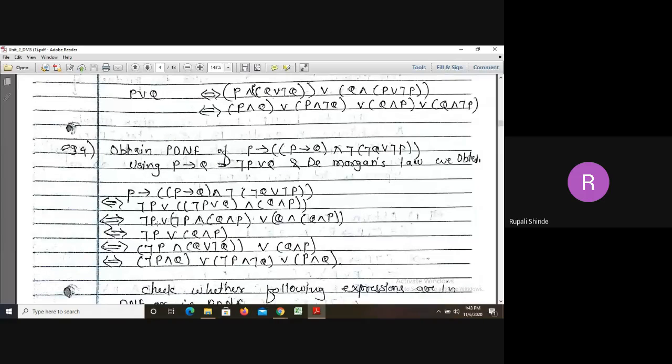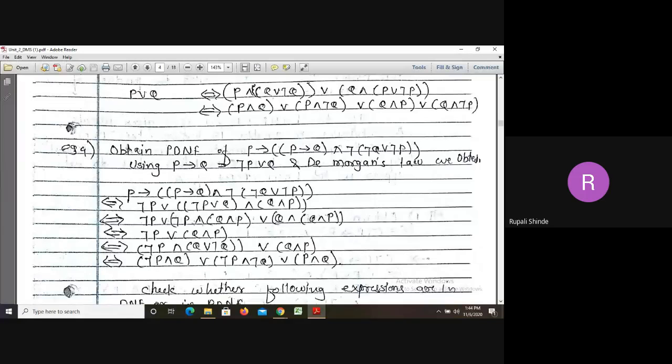So negation P or we have kept as it is, and for this bracket we have applied the distributive law as negation P and Q and P. This is one term, or that is written here Q and Q and P. Just we have applied the distributive law. So again, negation P or we kept as it is. Now check here, what is the value for P and negation P?